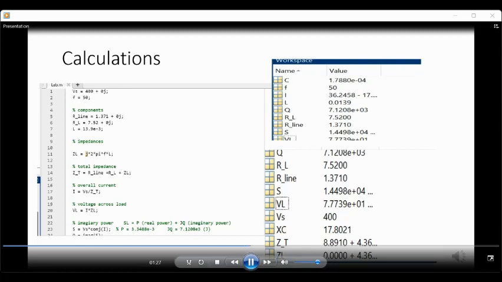The overall current was found by Ohm's law: I is equal to the voltage source divided by the total impedance. The voltage across the load was calculated by multiplying the current by the impedance. For the imaginary power, we found the power and removed the real amount, so we were left with the imaginary amount of power.